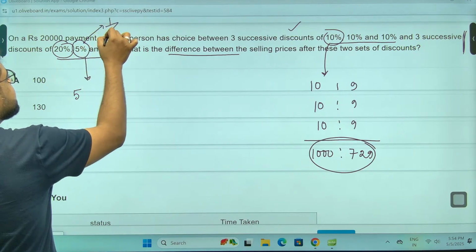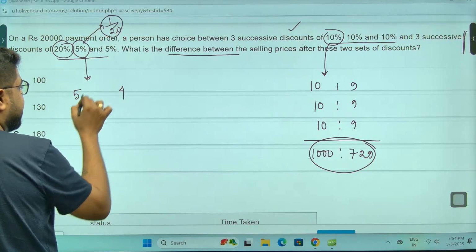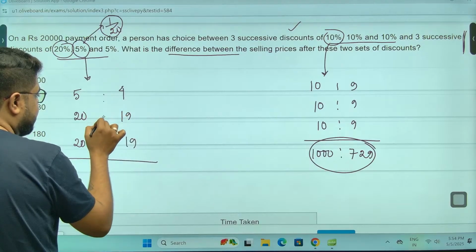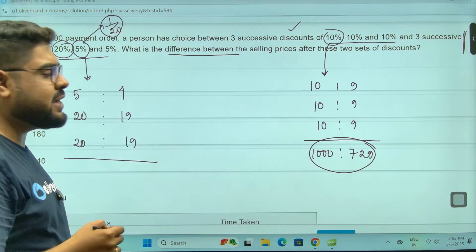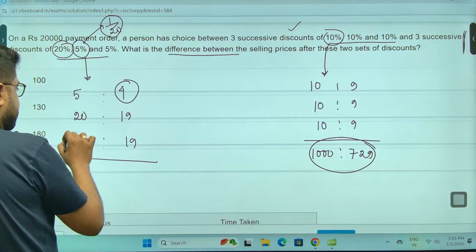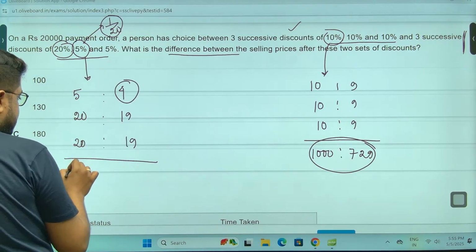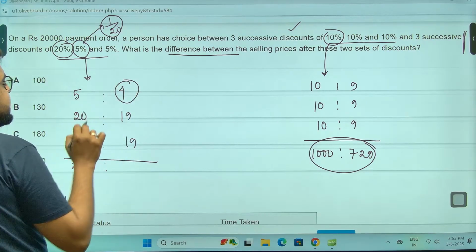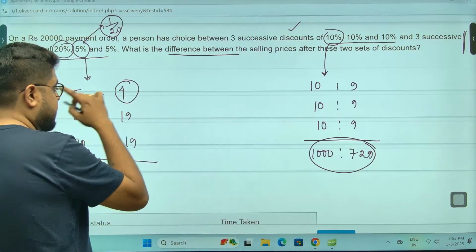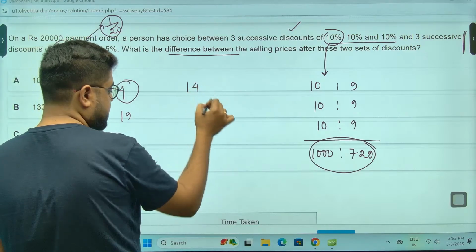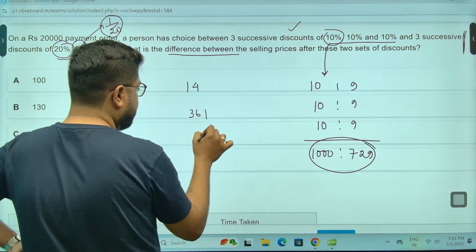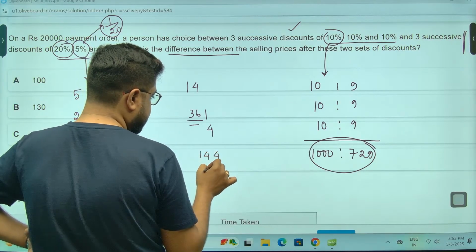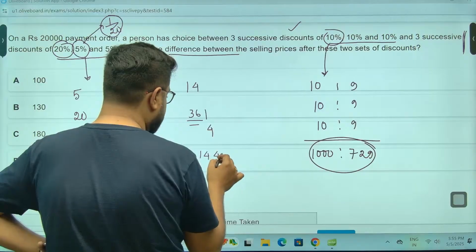5% means 1 by 20. 20 rupees MP, 1 rupee discount, 19 is this. Sir, what will be the compound ratio? 19 squared, sir. 19 squared is 361 into 4. This is how much, sir? 361 into 4. 36 fours are 144, right? And this is 4. So 148.